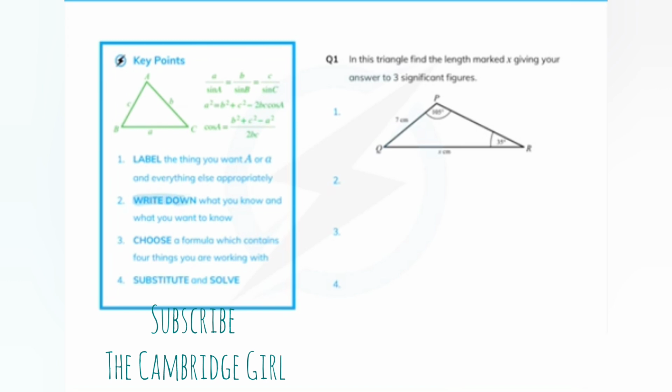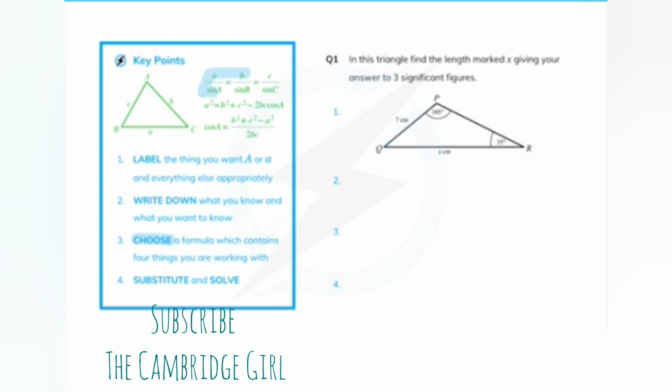Once you've done that, write down what you know and what you want to know. And that's a pretty good piece of advice for a lot of exam questions. It's a good piece of exam technique. Write down what you know, write down what you want to know. That will allow you then to choose the correct formula. You'll have 4 things written down, I hope, and you'll be able to pick the formula.